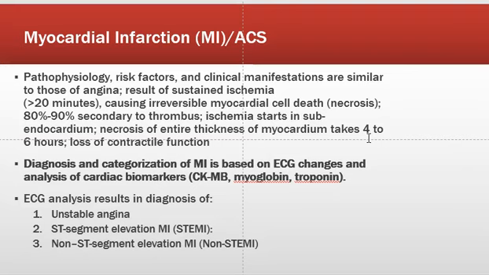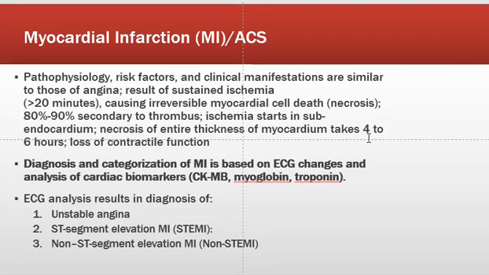So the patho of our MI, ACS, is similar to that of angina. It is the result of sustained ischemia, causing irreversible myocardial cell death, which is necrosis. If ischemia goes on for more than 20 minutes, necrosis can result. That's why it's important for us to act so quickly. 80 to 90% of MIs are secondary to a thrombus, of course, with coronary artery disease narrowing the vessels.